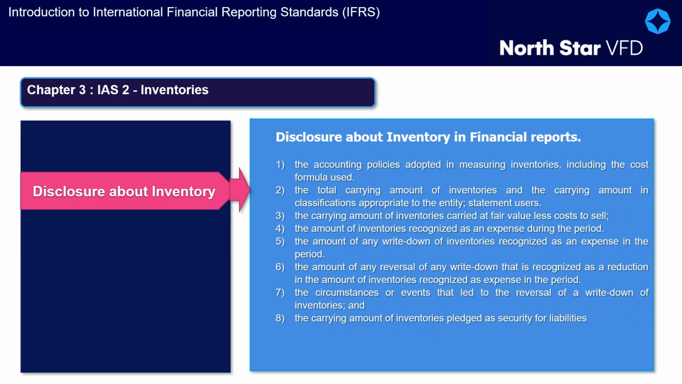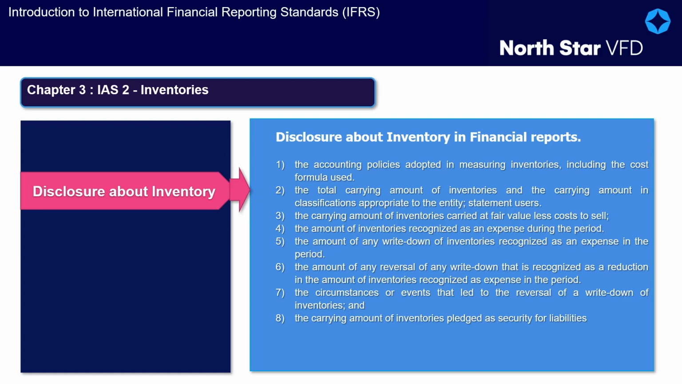Inventory-related disclosure in the financial reports. The financial statements shall disclose the following information related to inventory. 1. The accounting policies adopted in measuring inventories, including the cost formula used. 2. The total carrying amount of inventories and the carrying amount in classifications appropriate to the entity. Examples of common classifications of inventories are merchandise, production supplies, materials, work in progress and finished goods.